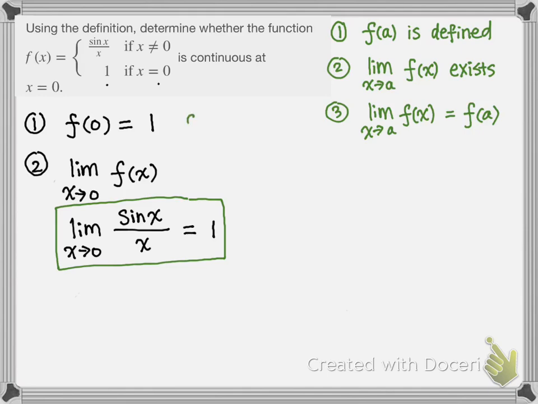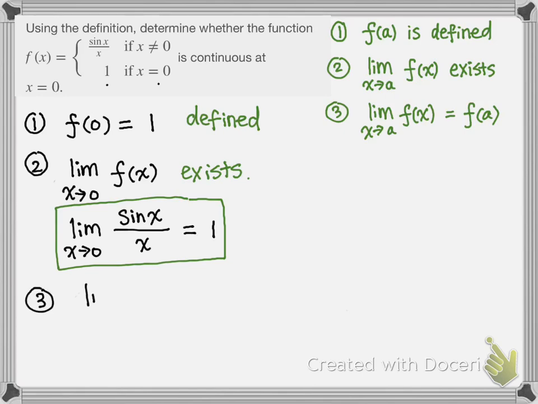So in step 1, we see that the function is defined. And in step 2, we see that the limit exists, and the limit equals 1. Okay, so now we can move on to step 3 because it hasn't failed any condition yet.